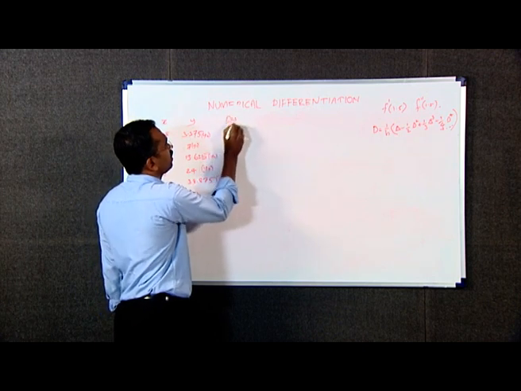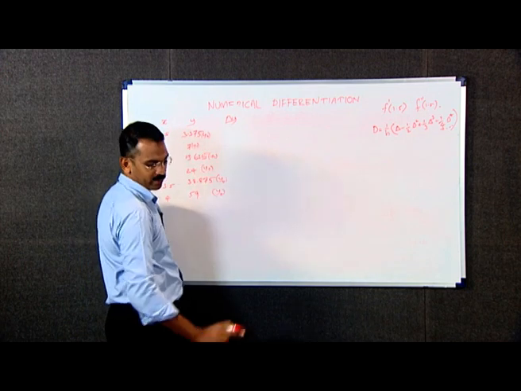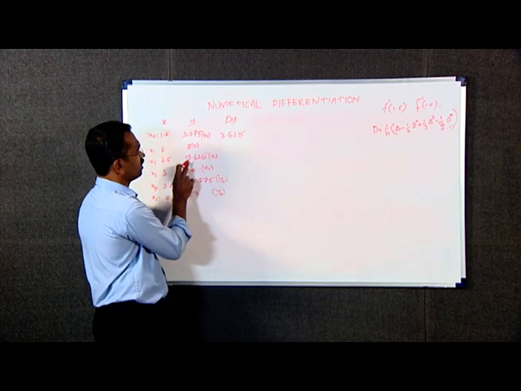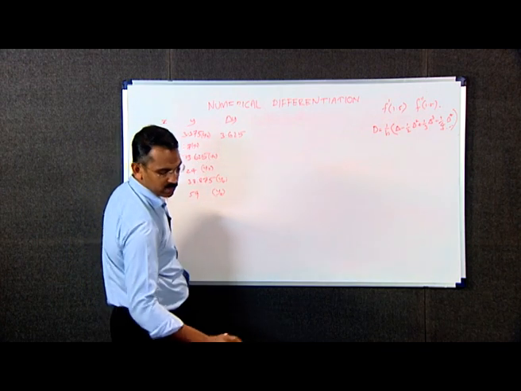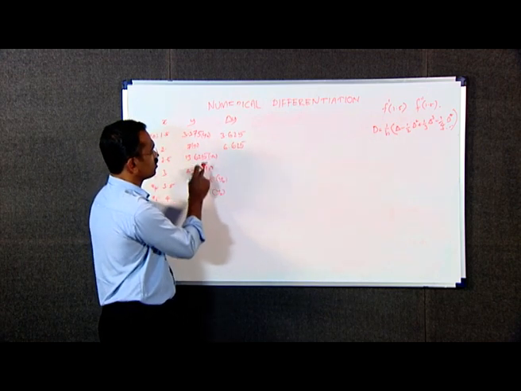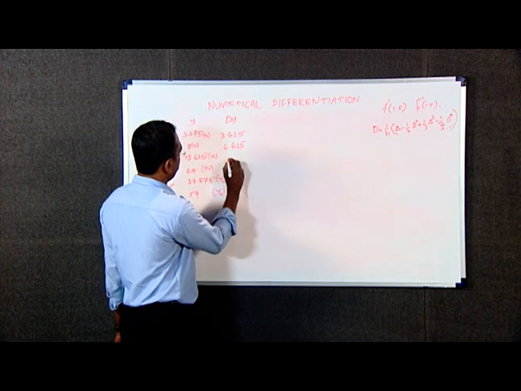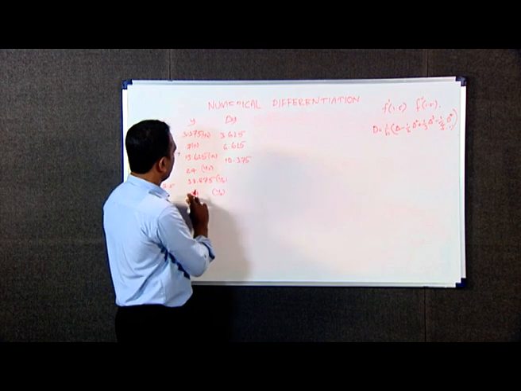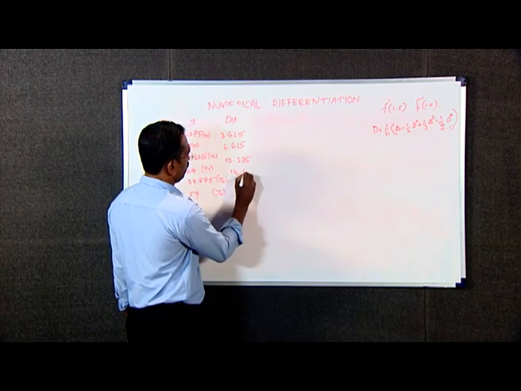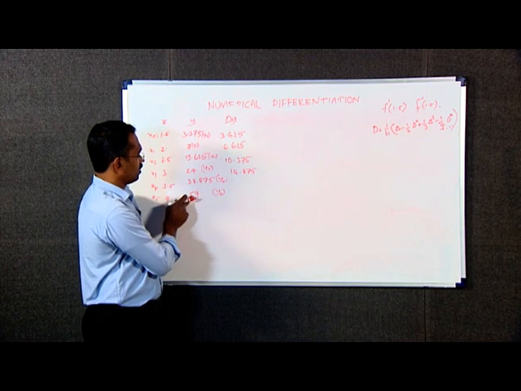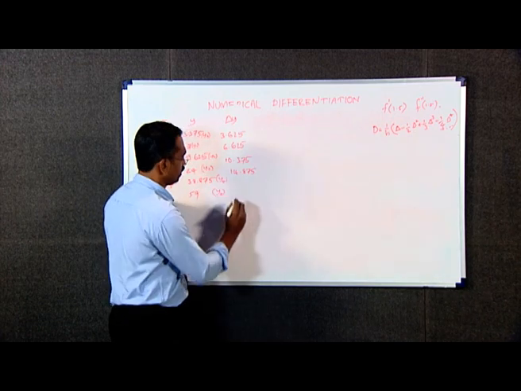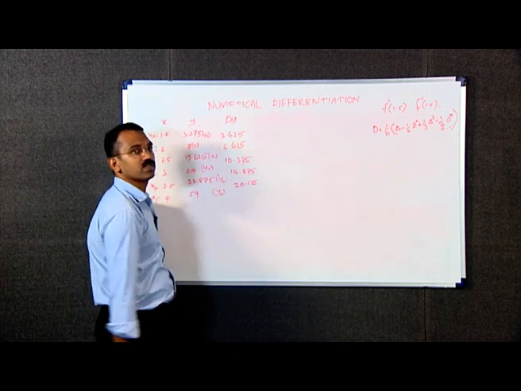The first order differences are 7 minus 3.375 which is equal to 3.625. Next difference is y2 minus y1, that is 13.625 minus 7 which is 6.625. Next is 24 minus 13.625 which is 10.375. Next is 38.875 minus 24 which is 14.875. The last first order difference is 59 minus 38.875 which is 20.125. These are the first differences.